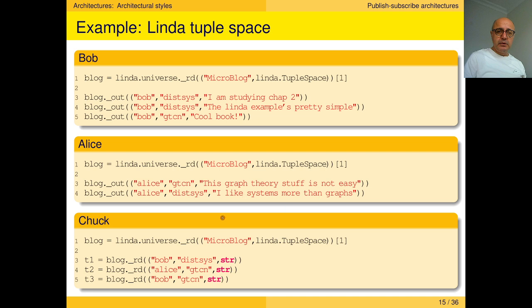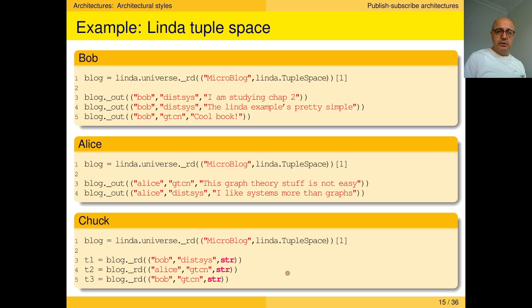Now, let's say the third user, Chuck, wants to read this. First, Chuck will also attach to the same microblog. And then, for example, Chuck could read the message from Bob under the Distributed Systems title, or from Alice under the GTCN title, or a message again from Bob under the GTCN title, whatever.